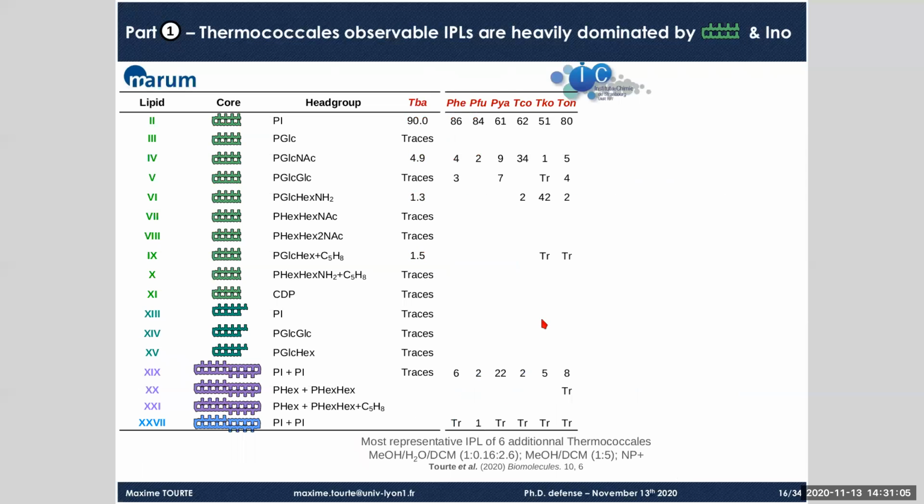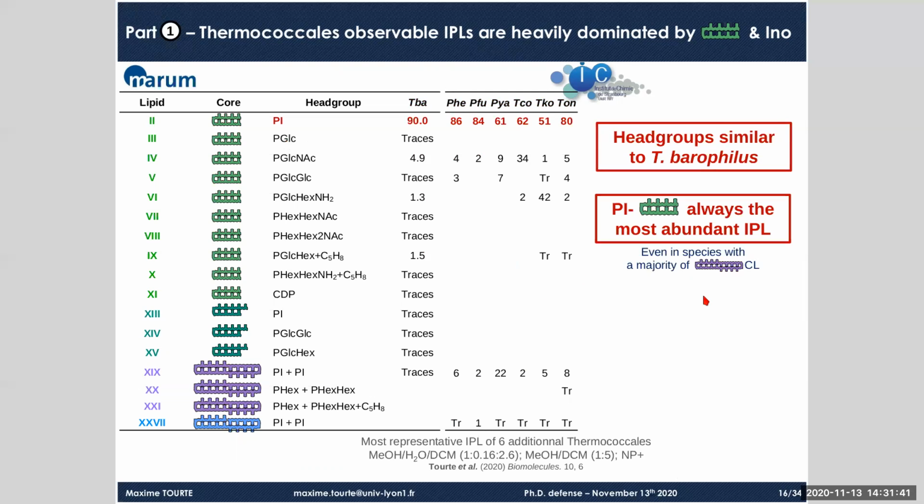To get a larger view of the polar head group diversity that we could see in Thermococcales, we did a similar analysis on 6 additional strains, which are here, such as Palaeococcus ferrophilus, Pyrococcus furiosus here, or Thermococcus onnurineus here. We could identify polar head groups in these strains that were quite similar to those of Thermococcus barophilus, such as N-acetylglucosamine here, or tetraethers bearing these 2 phosphoinositol.